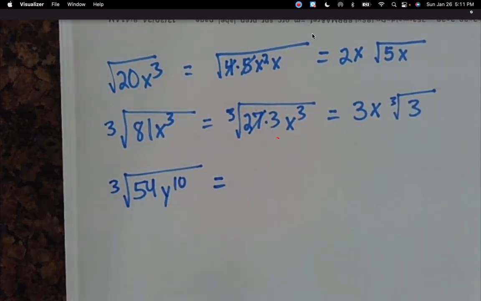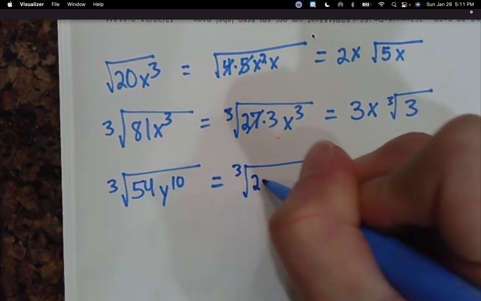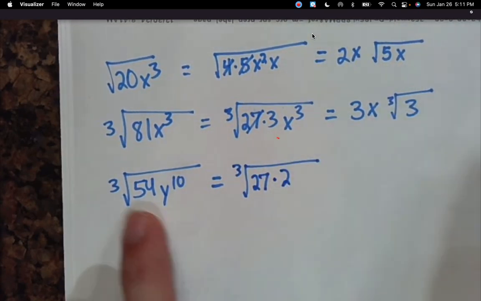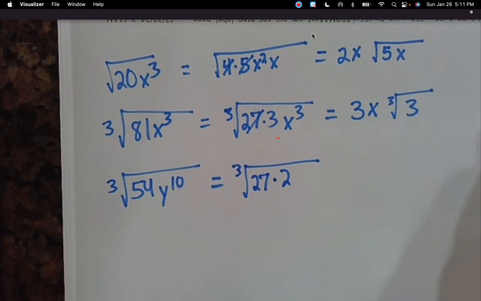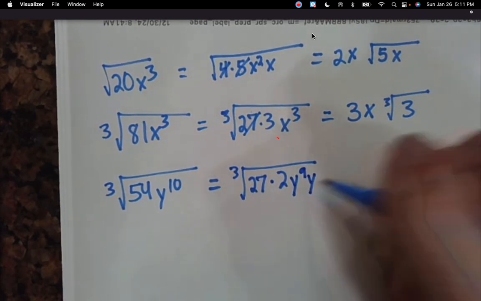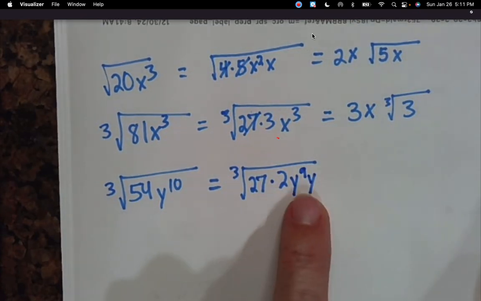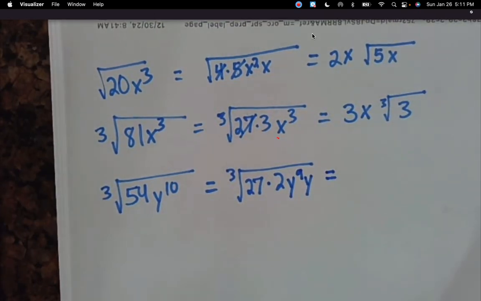So again, I'm looking at my little list, and let's see. Does 54 divide by 27? It does, twice. So I'm going to do 27 times 2. And again, this is telling me to look in the cube root column. Now, 10 is not divisible by 3, so I need to go down a little bit. What is another number that is divisible by 3? How about 9? How about we have 9 of those and 1 more? See how I still have 10 y's written? This just makes it easier to see what to bring out.